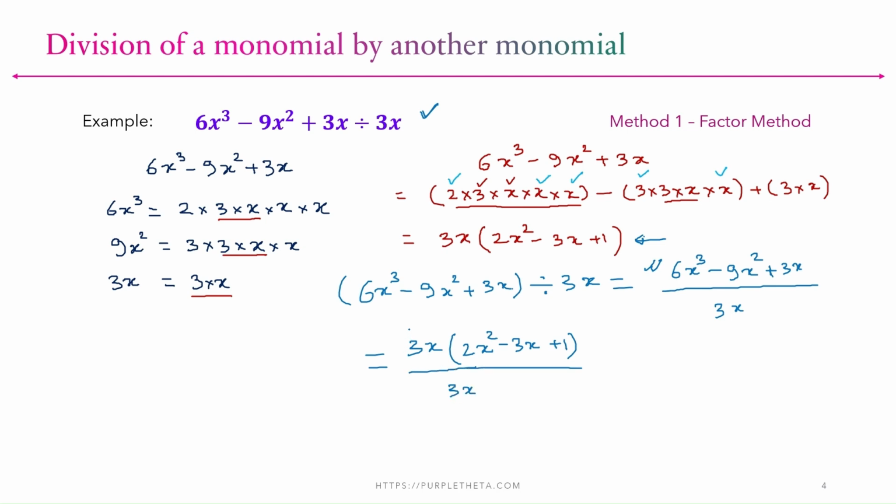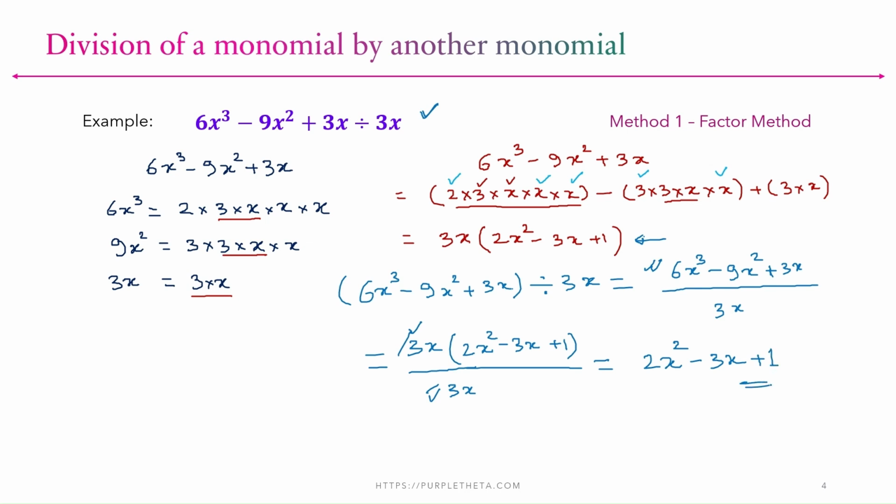Since 3x is common in both numerator and denominator, or we can also say that since 3x appears as a common factor in both numerator and denominator, we cancel it. So this 3x and this 3x will cancel each other, and we are left with 2x square minus 3x plus 1, right? And this is the answer.